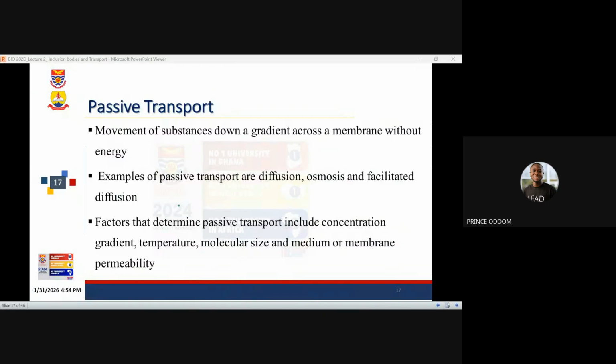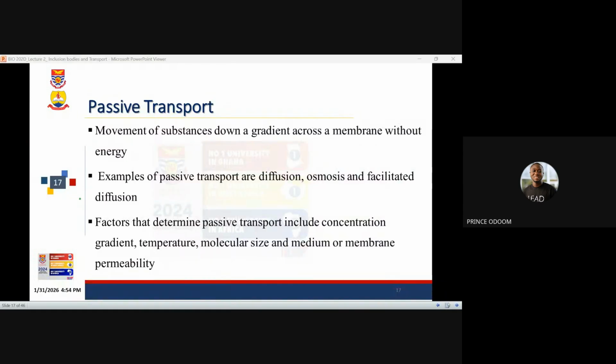So the gradient, you remember gradient from mathematics means slope. So it has to do with differences in the concentration. Gradient also means slope, and in a slope, definitely one is higher than the other. Are we getting it? Yes. So passive transport is the movement of substances down a gradient across a membrane without energy.